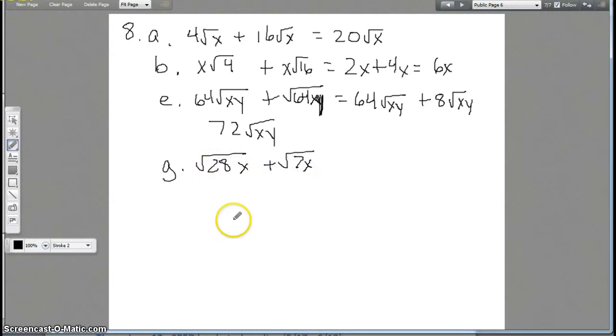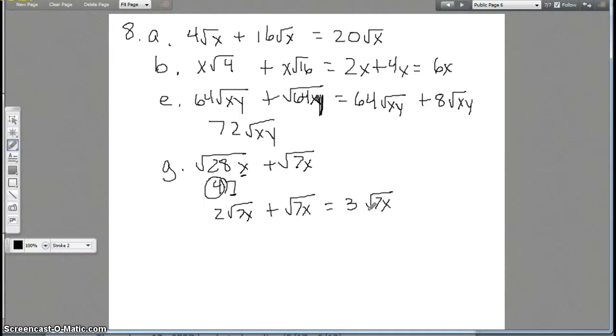Well, 28 does have a square factor. We can write it as 4 times 7. So the square root of 28x can be written as 2 root 7x, because we can take the 4 out since 4 is a square number. The square root of 4 is 2, but the 7 is left behind and so is the x. So we have 2 times the root of 7x plus another root 7x, and that's going to give us 3 of these root 7x.